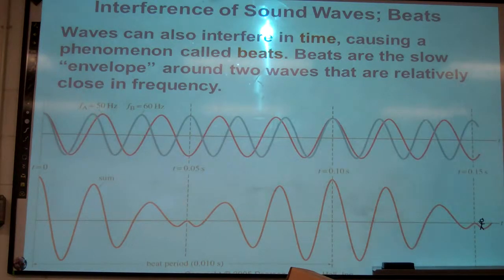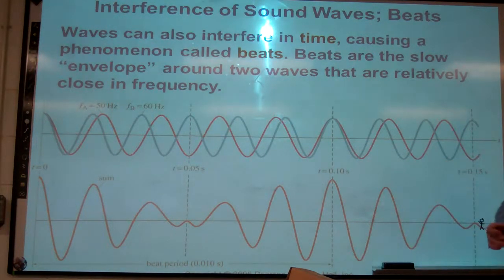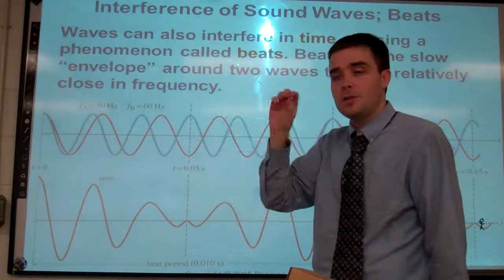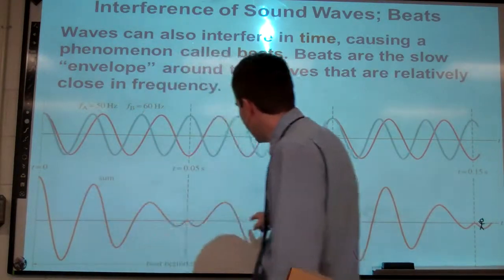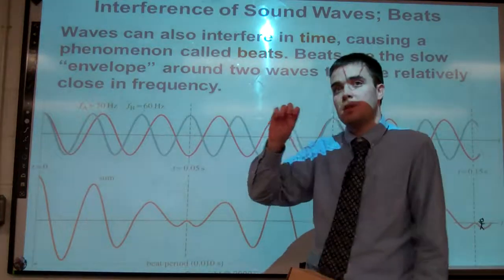Alright. And last thing is beats. This is if you have two different frequencies and what they do. So let's say we have a 50 hertz sound, which is the frequency of 50, and a 60 hertz sound. You see how they don't quite line up all the way? What happens is they add together and you hear a pulsing sound. So where they add together totally, you get a really high sound, and when they completely cancel out, you get a really low sound, and you hear this.